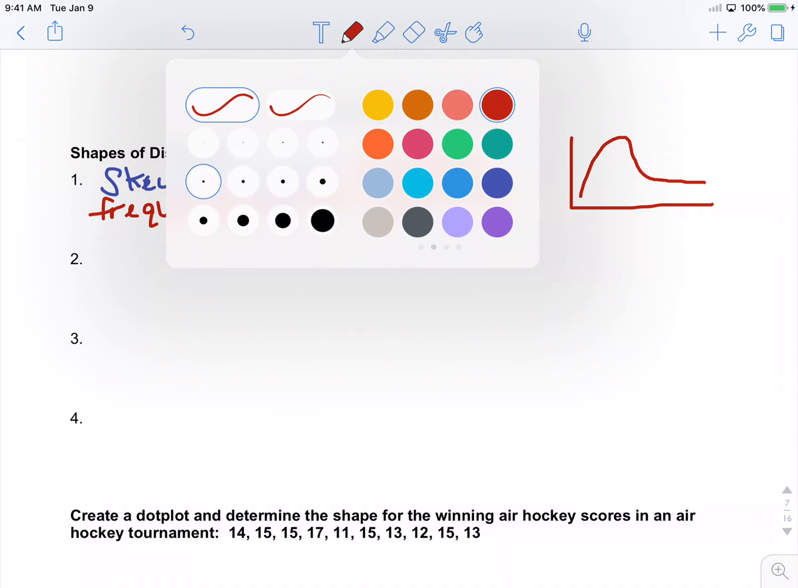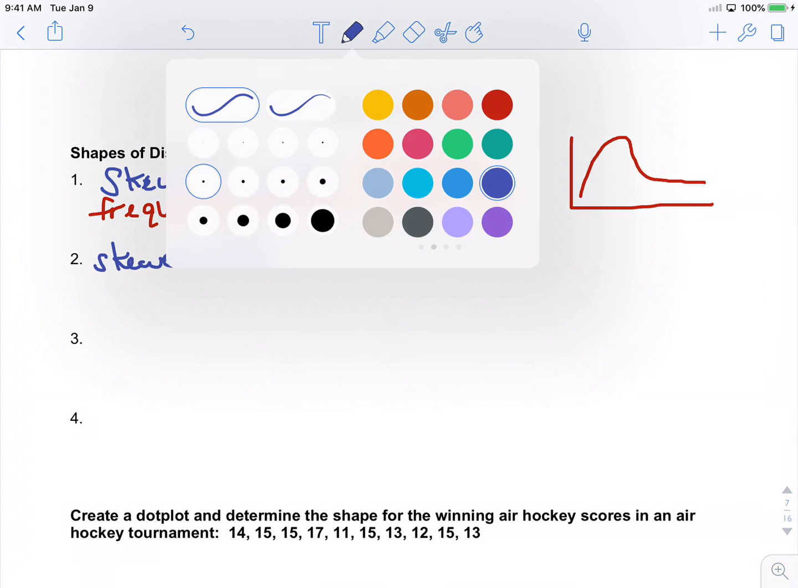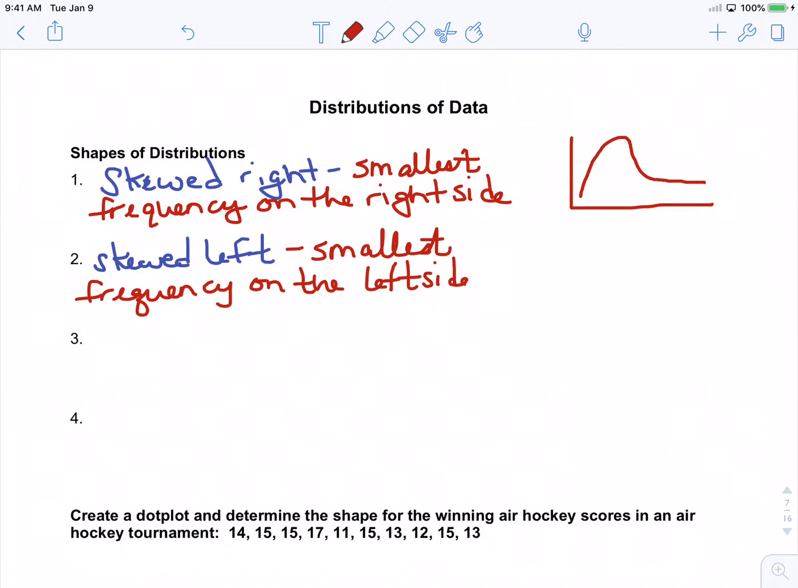If I have skewed right, we can also have skewed left. And I bet you can figure out what that definition is. The smallest frequency would be on the left. And again, making just a little graph here, it's pretty much the opposite. We've got the short on the left and the larger amount on the right side.